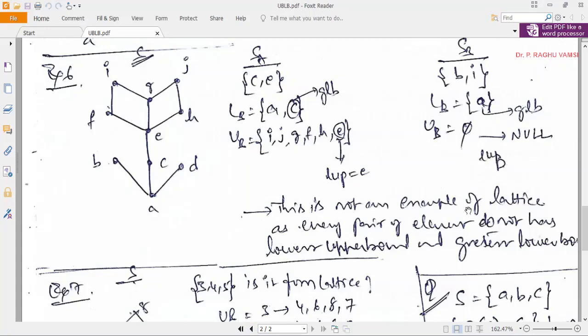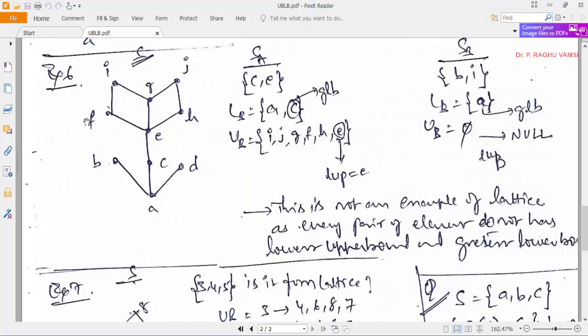So this is not an example of a lattice, because a lattice requires every pair of elements to have both the lowest upper bound as well as the greatest lower bound. If every pair of elements in the given hash diagram has the lowest upper bound as well as the greatest lower bound, then such a hash diagram is said to be a lattice, or that hash diagram represents a lattice.